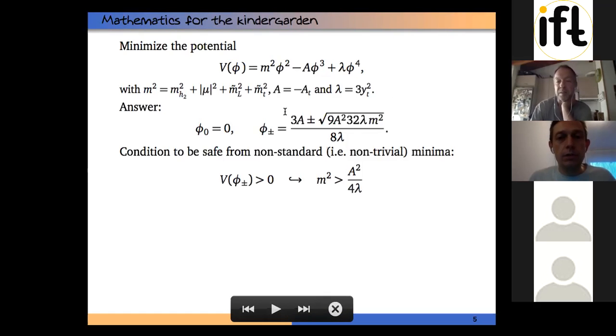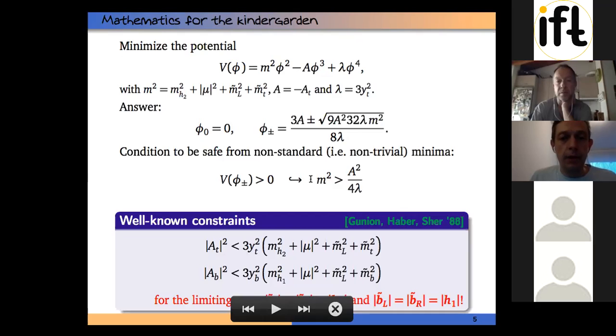This you can do, I said here in kindergarten, maybe you have to go to school to do it. And at the end, you get a relation for the existence of further non-trivial minima if this A, this trilinear coupling squared, is larger than 4 times m squared times a. Or the other way around, if it's smaller, then you are safe. And this is then encoded in this well-known constraints that have been written down already in the 80s.